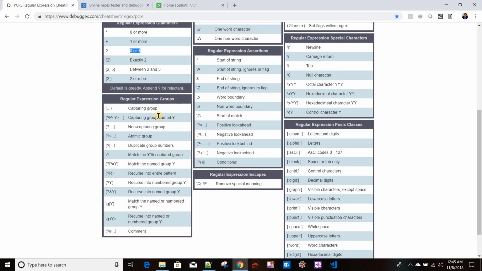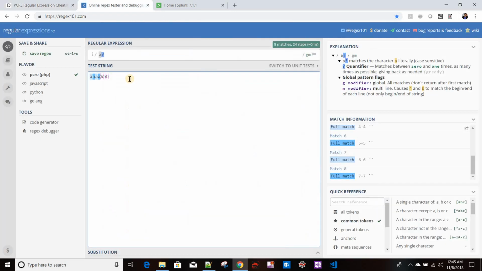Now let's talk about groups, because groups play a very important role in regular expression. Also for Splunk it is very important, because when you want to extract a new field by using a regular expression, you need to create a named group. So what is a group? Let us understand that first.